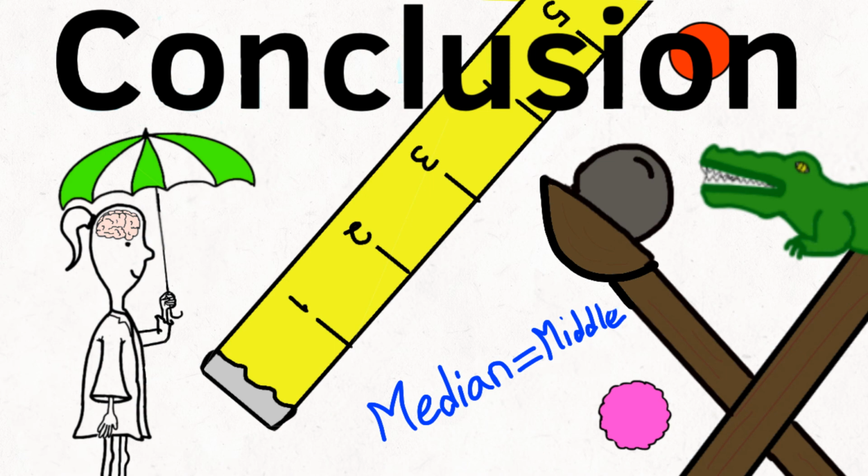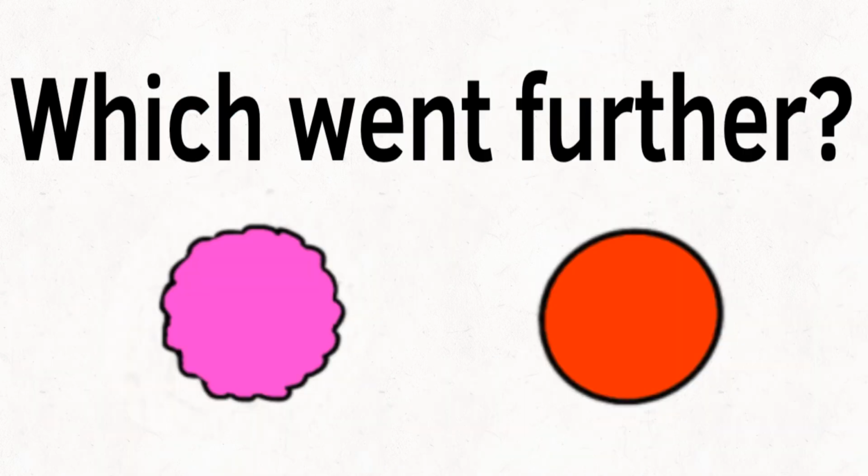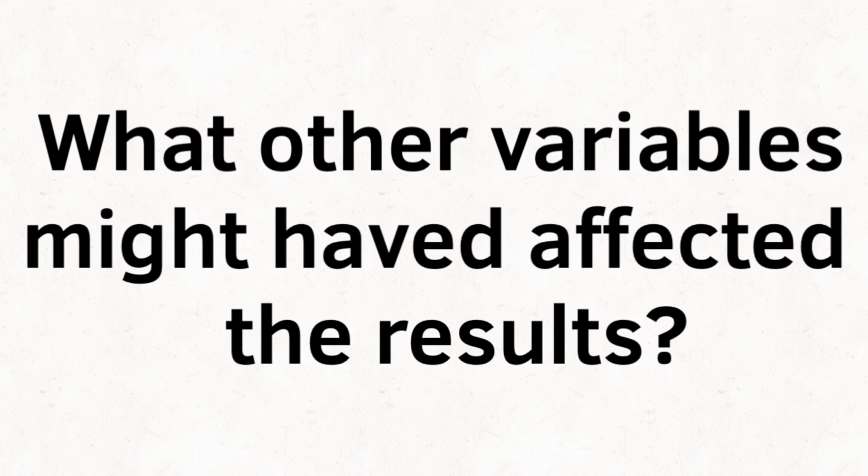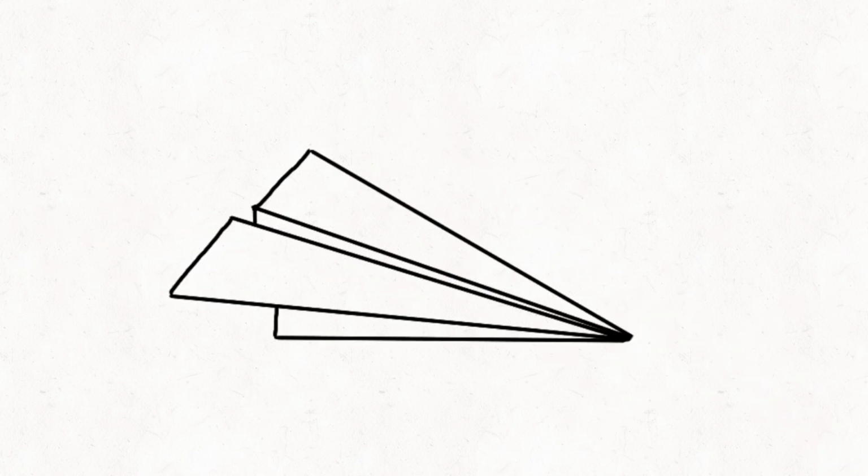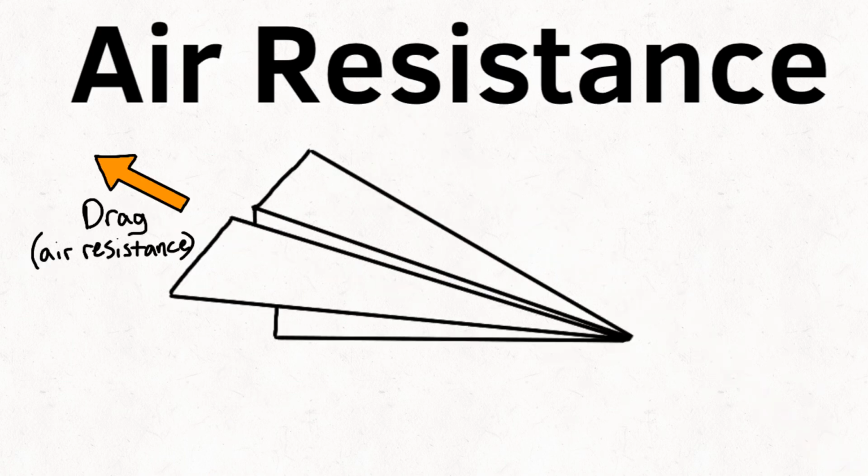The final step of the scientific method is the conclusion. Which went further, your heavier object or your lighter object? Write down what happened on your Mathapult worksheet. We looked at how heavy our projectile objects were. Can you think of anything else that might have affected the results? What about air resistance? Air resistance slows objects down that fly through the air. Depending on the surface of your projectile, air resistance can affect objects differently.